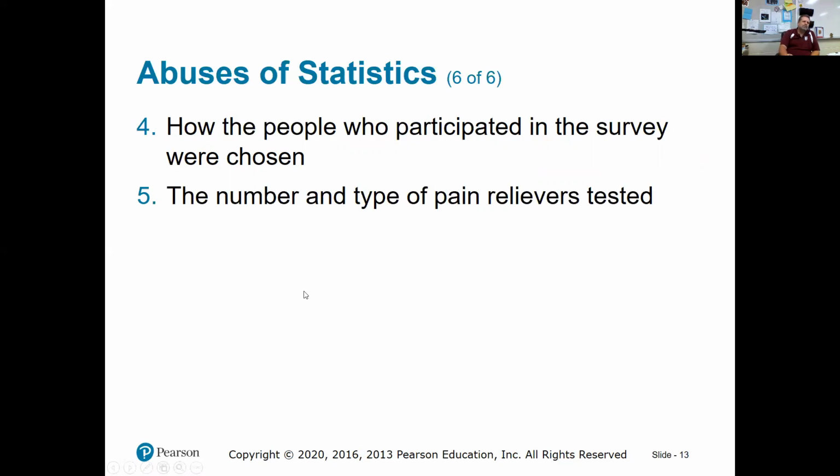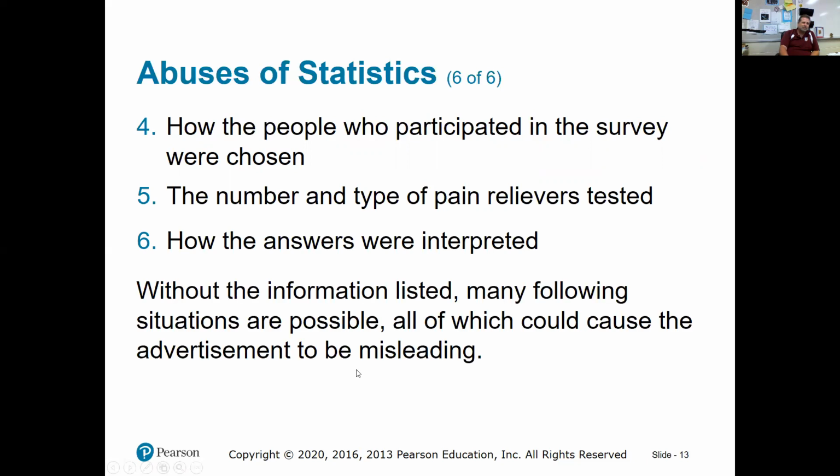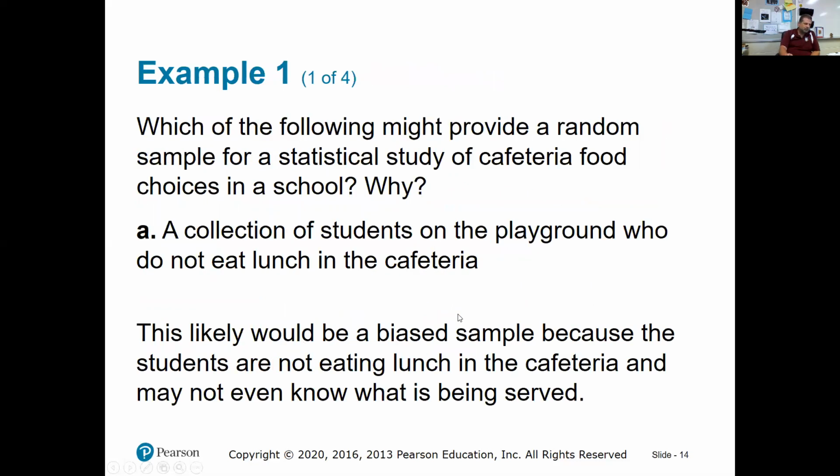The number and type of the pain relievers tested, okay? Maybe a good set of it, and how they're tested. How the answers were interpreted is important, okay? If you only have one person interpreting it, it's going to be biased. Without this information, many situations are possible, all of which could be misleading.